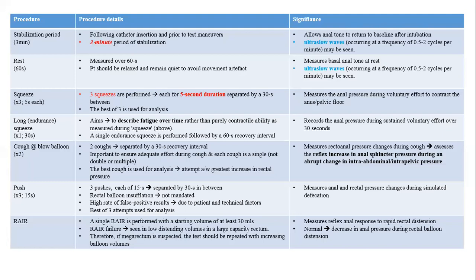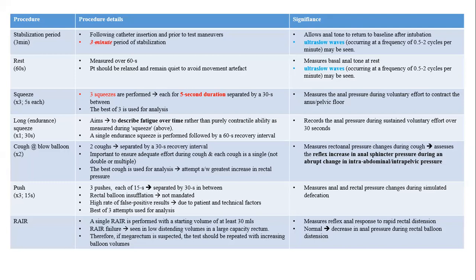Okay, this table in fact shows the overall summary of steps that should be performed during the anorectal manometry procedure. After insertion, we give a 3-minute stabilization for the patient to get used to the catheter inside.